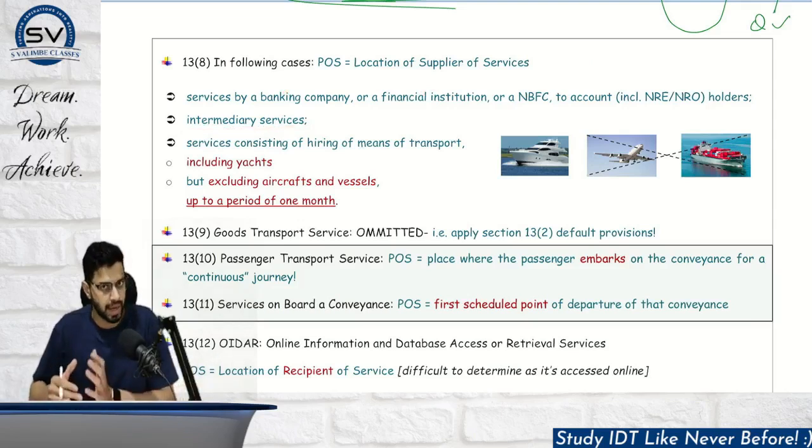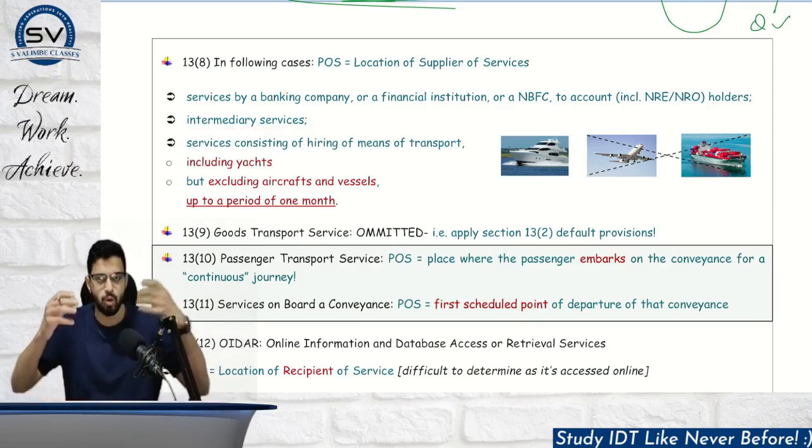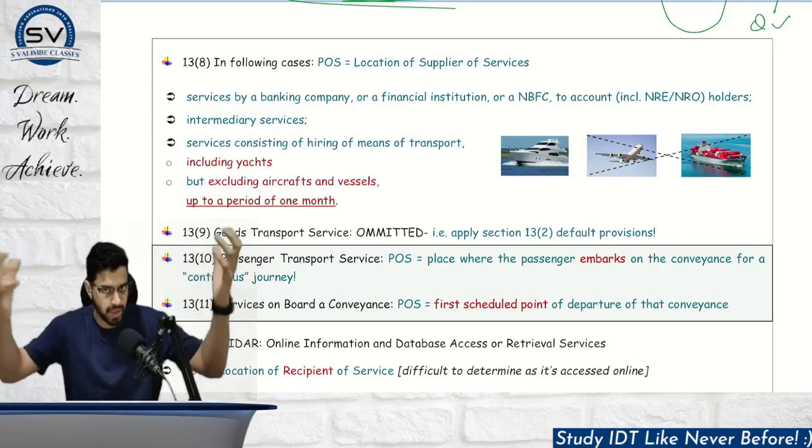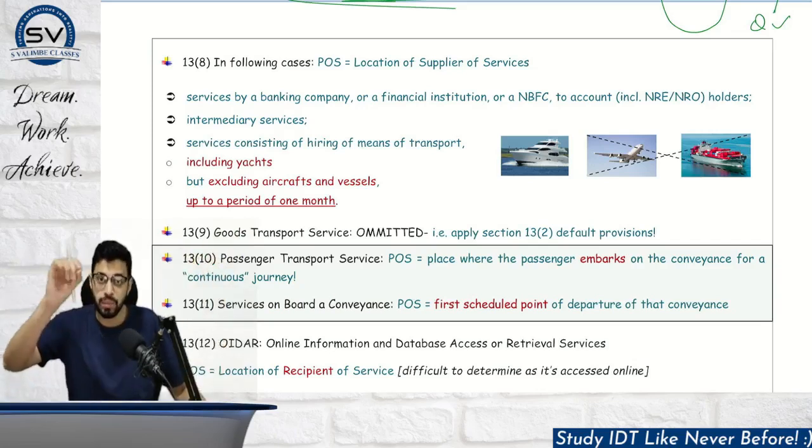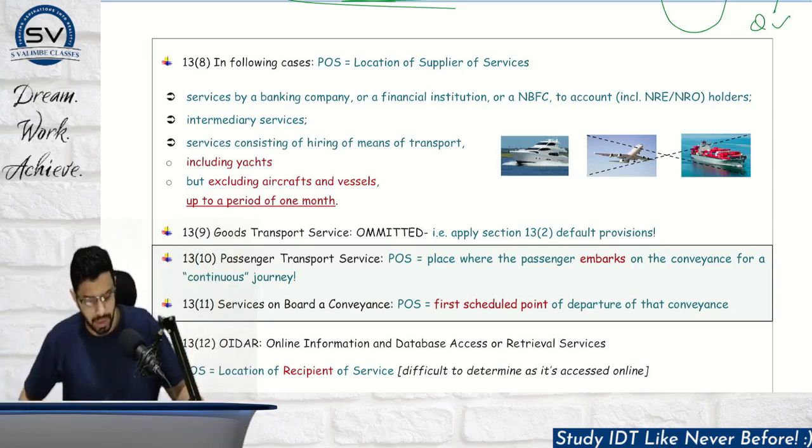Next, intermediary services. Intermediary basically means kind of an agent who is providing services or who is connecting a buyer with the seller. So with respect to the intermediary services and with respect to the commission that he is going to charge, for that the place of supply shall be the location of the intermediary.